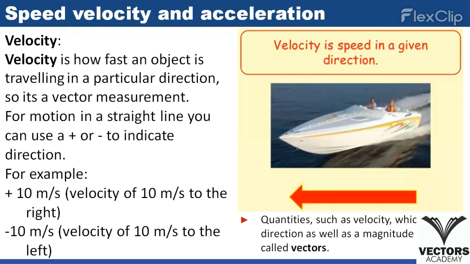Velocity is speed in a given direction. Quantities such as velocity, which have a direction as well as magnitude, are called vector quantities.